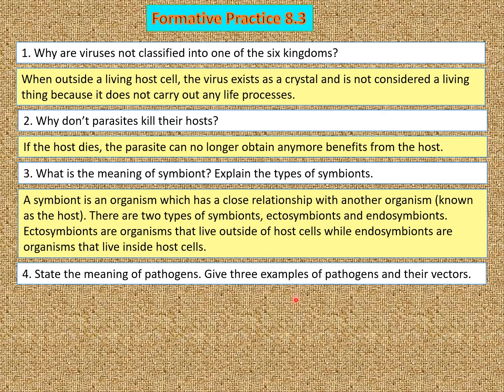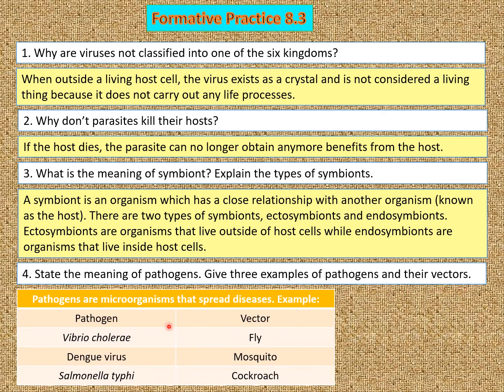Question number 4. State the meaning of pathogens. Give 3 examples of pathogens and their vectors. Pathogens are microorganisms that spread diseases. Example, pathogen Vibrio cholerae, the vector is fly. Pathogen dengue virus, the vector is mosquito. Pathogen Salmonella typhi, the vector is cockroach.